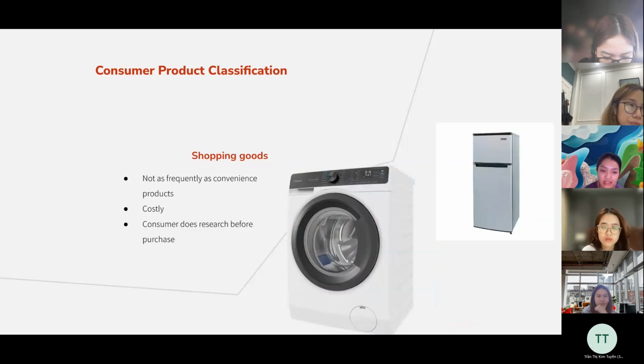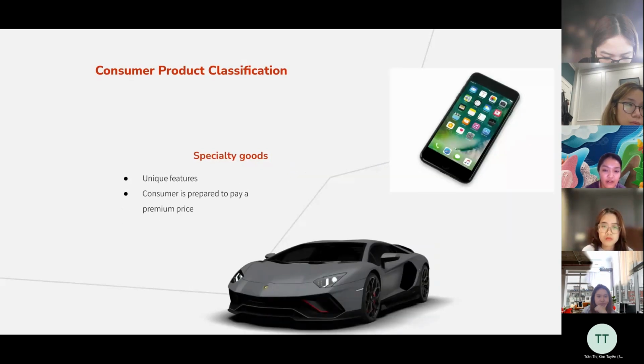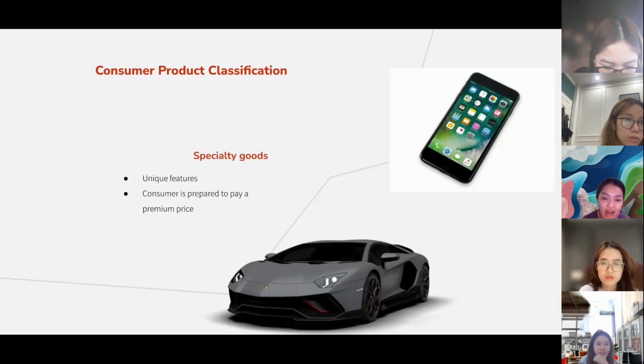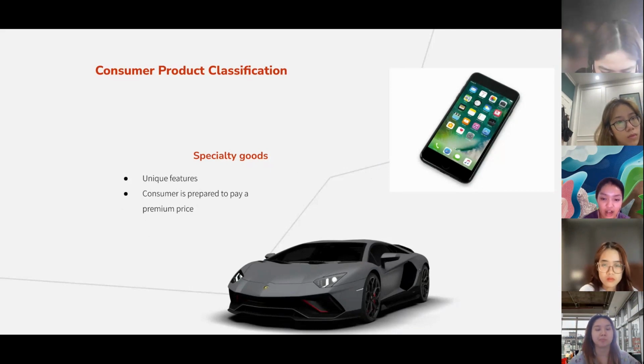Next slide, please. The next type of consumer product classification is shopping goods, which are not purchased as frequently as convenience products. It can be a washing machine or a fridge. Next slide, please. Specialty goods have unique features, and you can see here a car, where the consumer is prepared to pay a premium price.